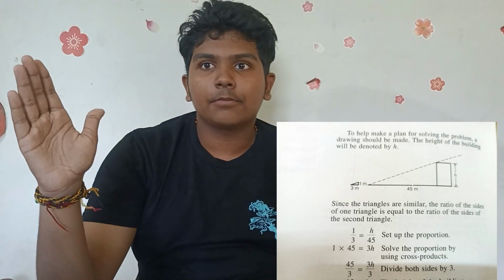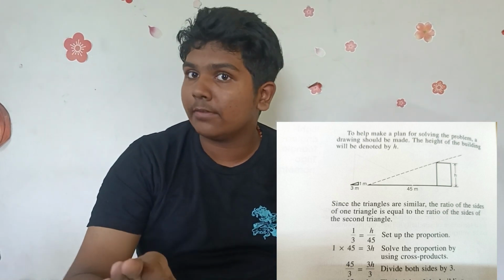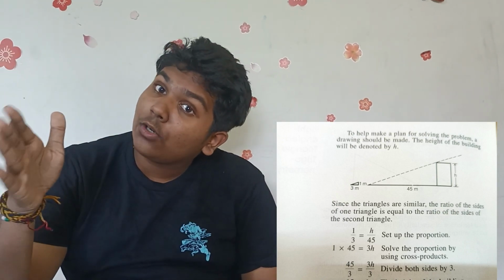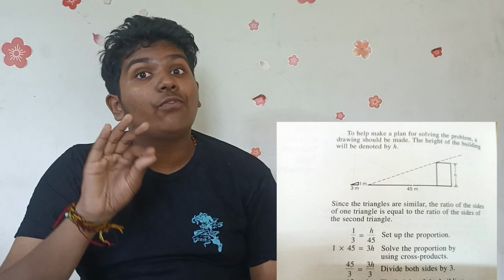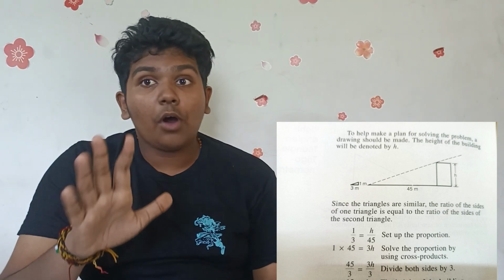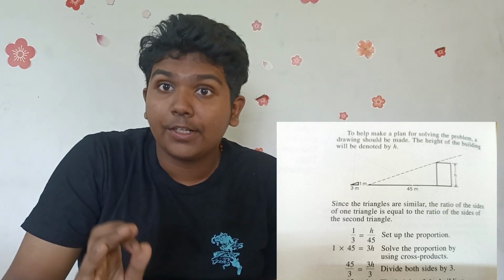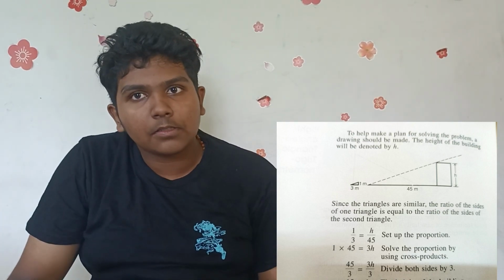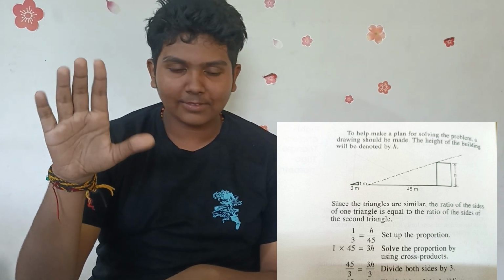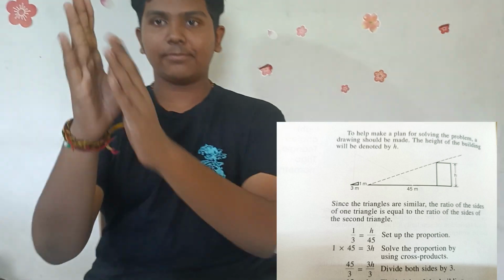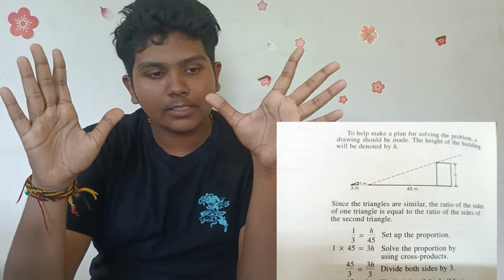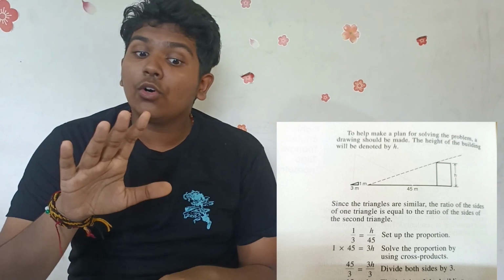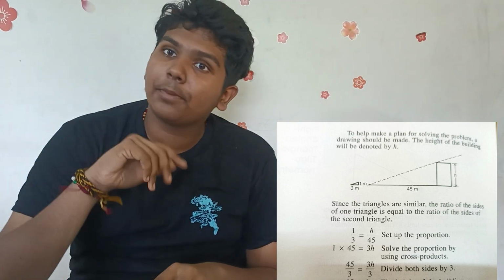Now the building's height is not given. So let's put the height as h. As for the shadow of the building, it's 45 meters. So how do you calculate the height of the building using these given things? Okay. So the height is there, the scale and the shadow. That's what is given. So how do you try to find the height of the building?